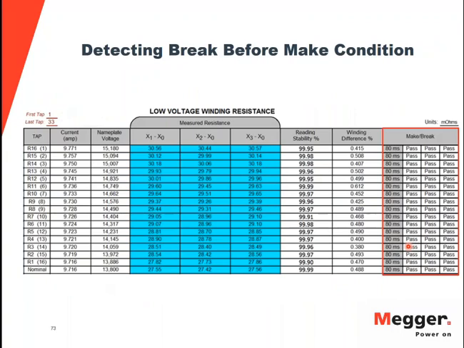This is how the sample results look. As you can see, it did the test for the A, B, and C phase. The winding difference is less than 0.5%, and then it also checked the transition of the taps from one tap to the other, and it passed because the current never got interrupted during the transition.